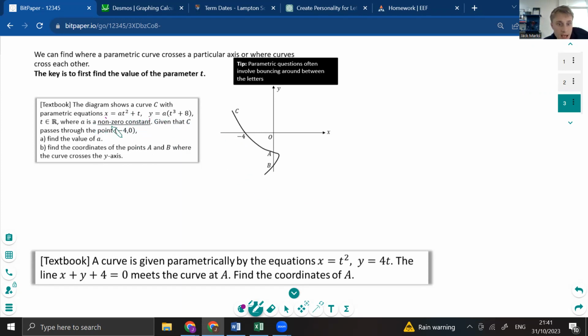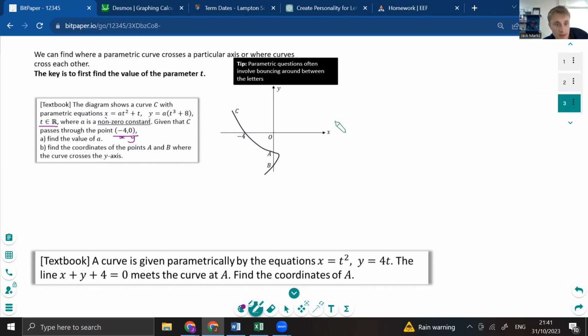t is any real number. So in other words, t can be anything. So that's going to affect what kind of values we can get from this. a is non-zero and it's underlined, so that's probably going to be useful in a minute. And we are told that C passes through this point, and we can see that point there. So that's an x and a y value.